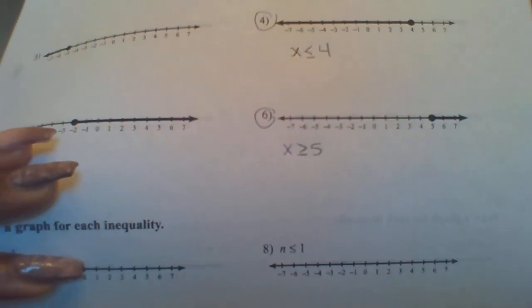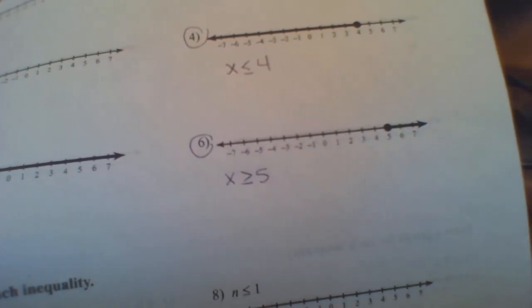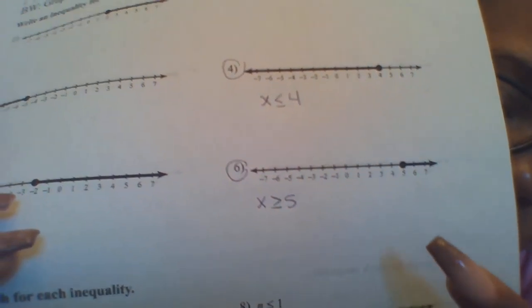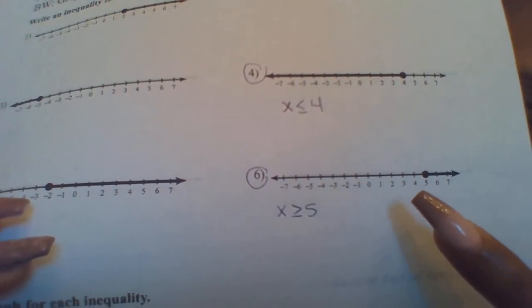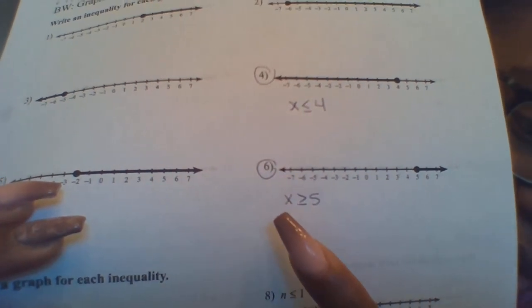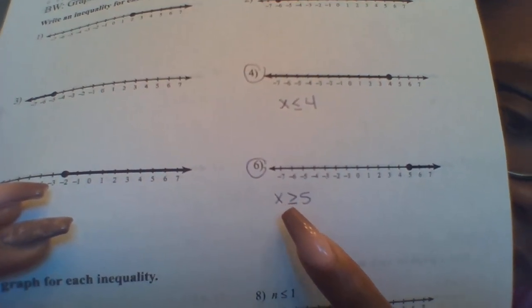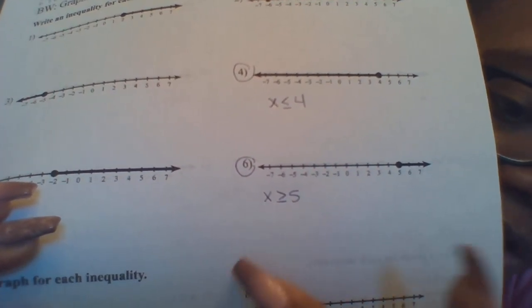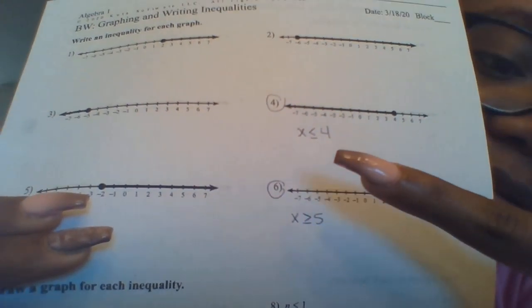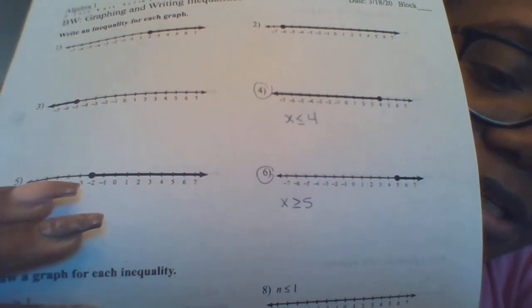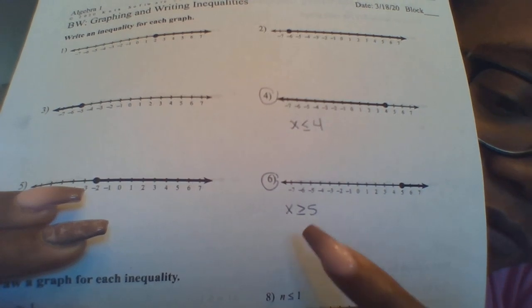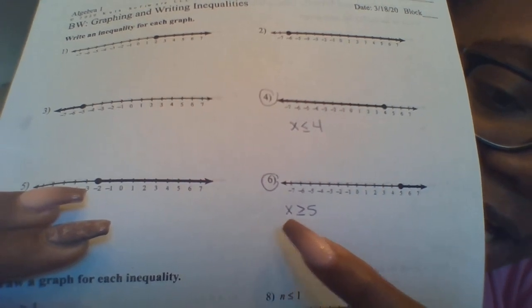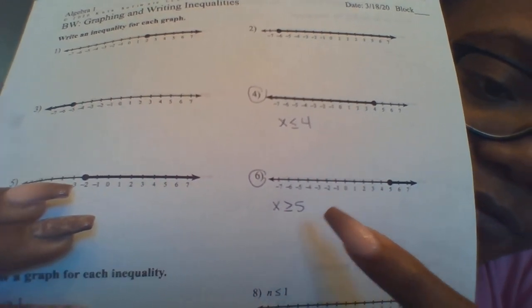Let's look at example 6. Again, we have another closed circle, so that means that we can include this value of 5, which is the reason why we have this line underneath our inequality. Again, our inequality is opening in the other direction. Now it's opening in this direction, so that means the variable is greater than the number. So this would be read x is greater than or equal to 5.